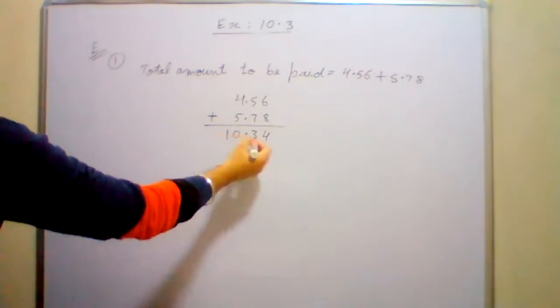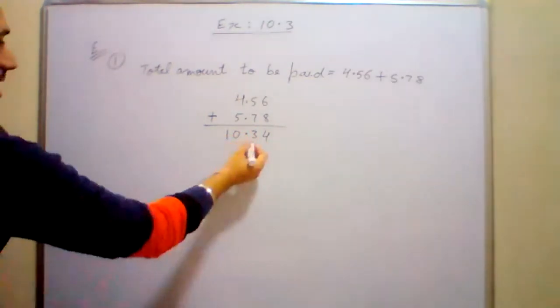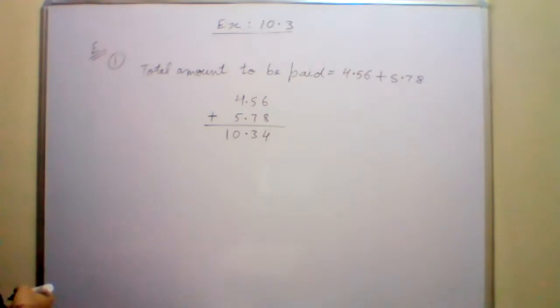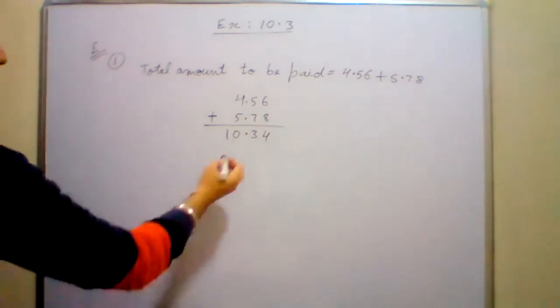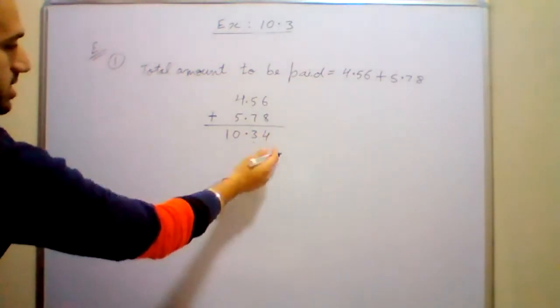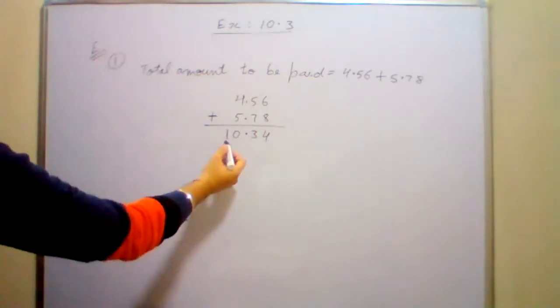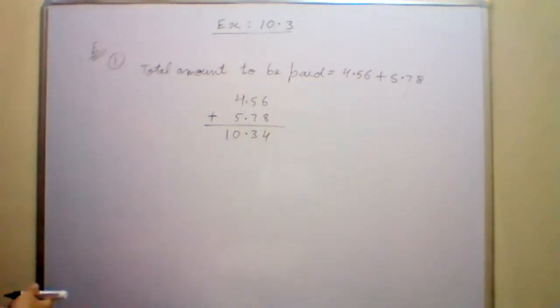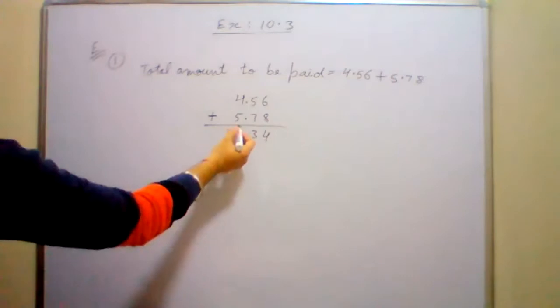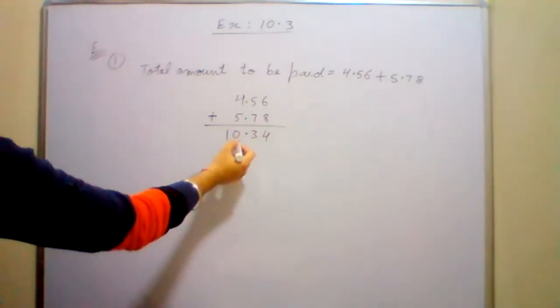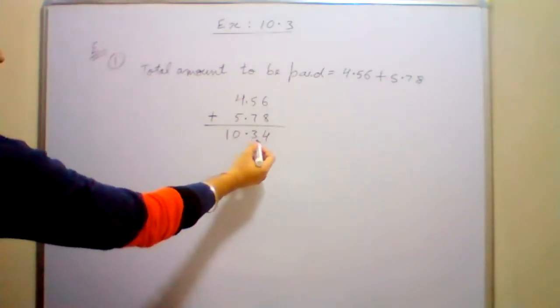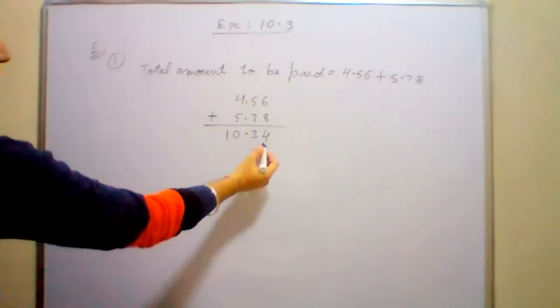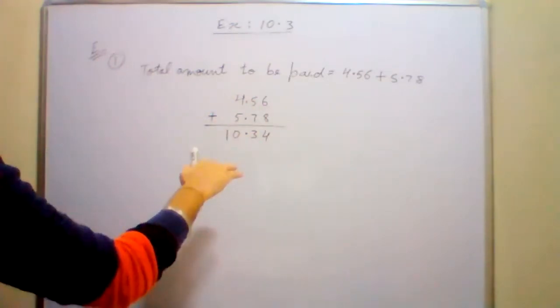10.34. Now the sum is 10.34, but we have to find the answer in the nearest whole number, nearest rupee. Now this is the decimal part, this is the paise. If I ask you how many rupees and how many paise the child has to pay, how many rupees he has to pay? Rupees 10 is the answer. And 34 paise. 10 rupees 34 paise. But you have to round off.